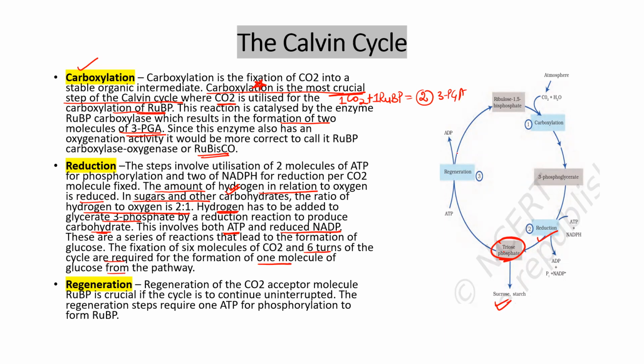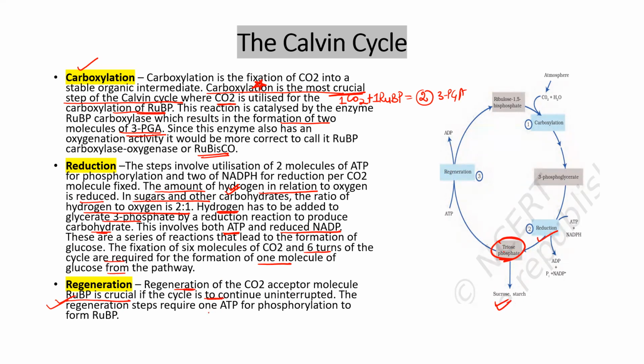Now we have to regenerate RuBP. The first carbon dioxide acceptor of the Calvin cycle is RuBP. Regeneration of RuBP is very important if you want the cycle to continue. And this requires, again, ATP for phosphorylation.